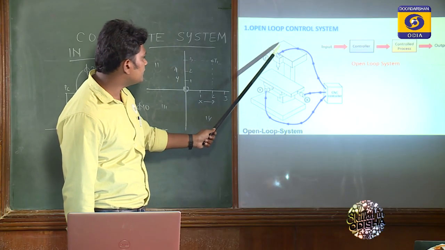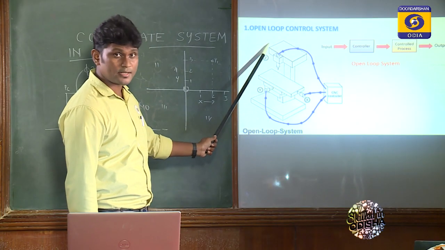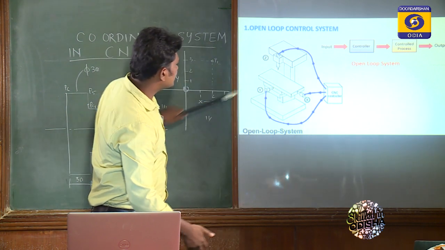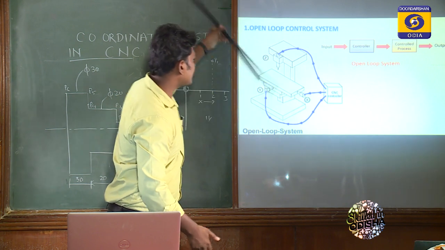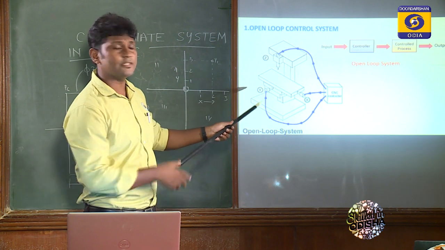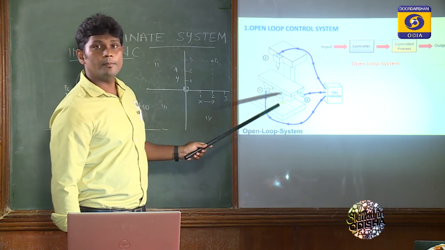Here the drives are called, this one the z-axis, what we have discussed in the previous classes, and this one is the x-axis. This direction is the y-axis, this direction is the x-axis, and this vertical direction will be considered as your z-axis. This one is nothing but the VMC, vertical machining center, or the CNC milling machine.